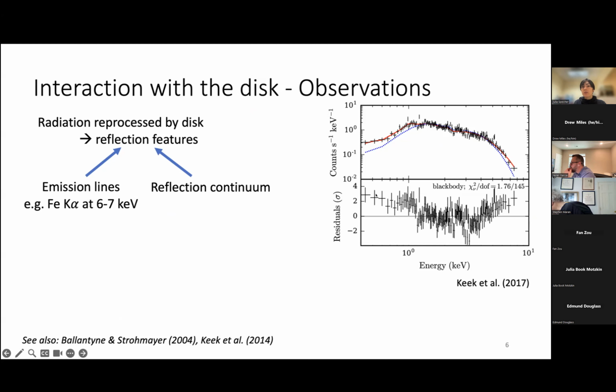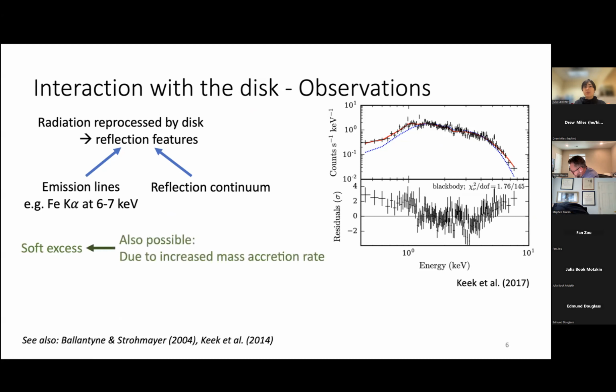Another feature that you can see here, which has also been observed during our burst observations, is the soft excess. While it has been suggested that the soft excess could be due to reflection, another proposed reason for it is the increase in mass accretion rate. But for now, I will only focus on reflection. I will come back to the mass accretion rate later on. These reflection features depend on the accretion disk, and so studying how the reflection features evolve during the burst is a way to infer changes in the accretion disk structure.